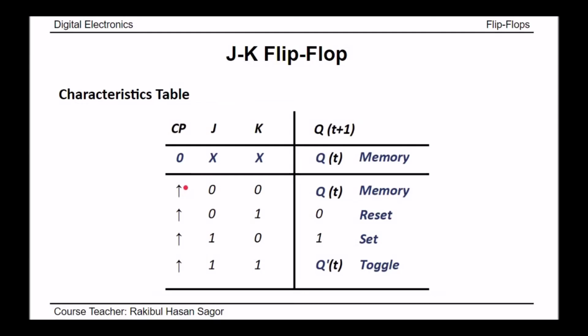But when clock pulse triggers, for 0 0 input, it will hold the previous data. For 0 1 input, 0 means J equal to 0, K equal to 1, K equal to 1 means it's in reset condition, so the output will be reset. That means output will be 0. When J equal to 1 and K equal to 0, it's set input, so the output will be set. Set means 1. When we have 1 1 input, the output will be the toggle value of the previous value. The previous value is Q(t), the next value will be Q prime(t). That means output will be toggled.